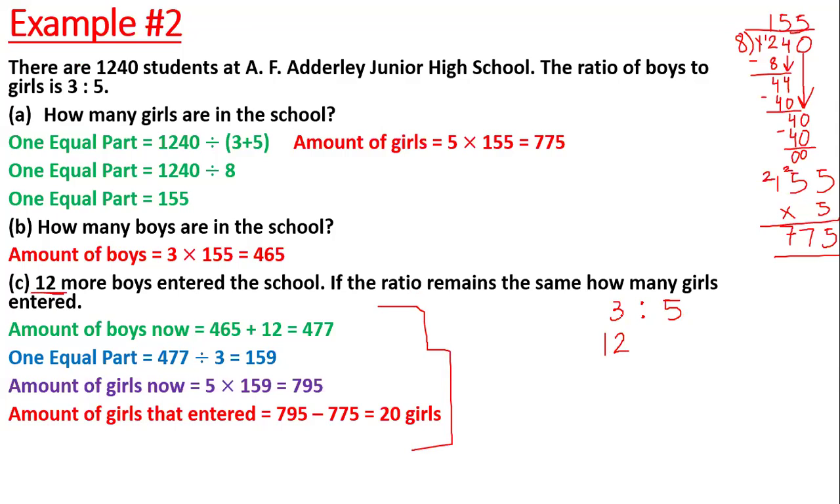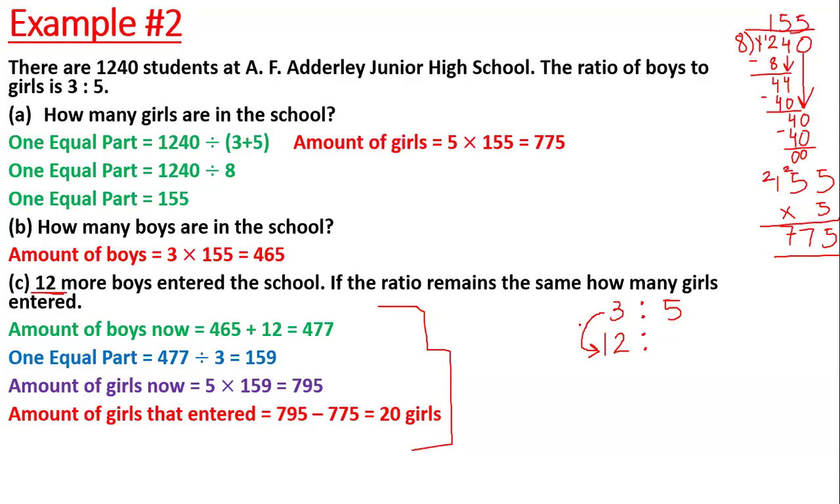So we know that this is going to be 12. We know that there are 12 new boys that entered. So how do we move from 3 to 12?